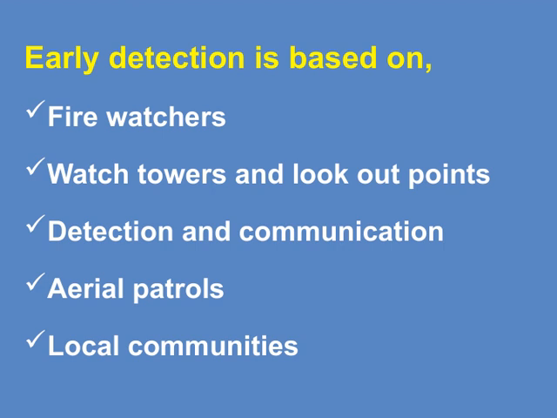All these elements, fire watchers, towers, aerial patrols, and communities, are interconnected parts of a comprehensive early detection system that helps us act swiftly and effectively to prevent small fires from becoming devastating wildfires.